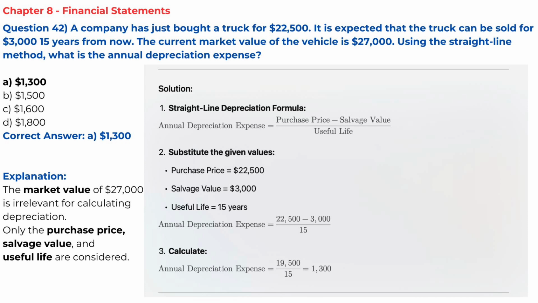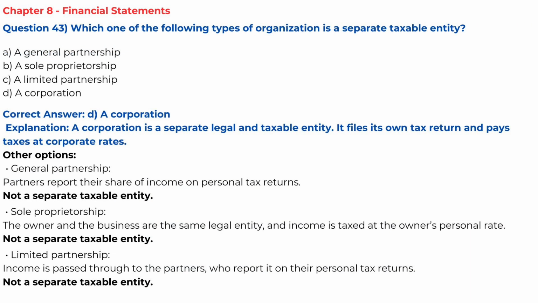The market value of $27,000 is irrelevant for calculating depreciation. Only the purchase price, salvage value, and useful life are considered. Question 43. Which one of the following types of organization is a separate taxable entity? Correct answer D, a corporation.